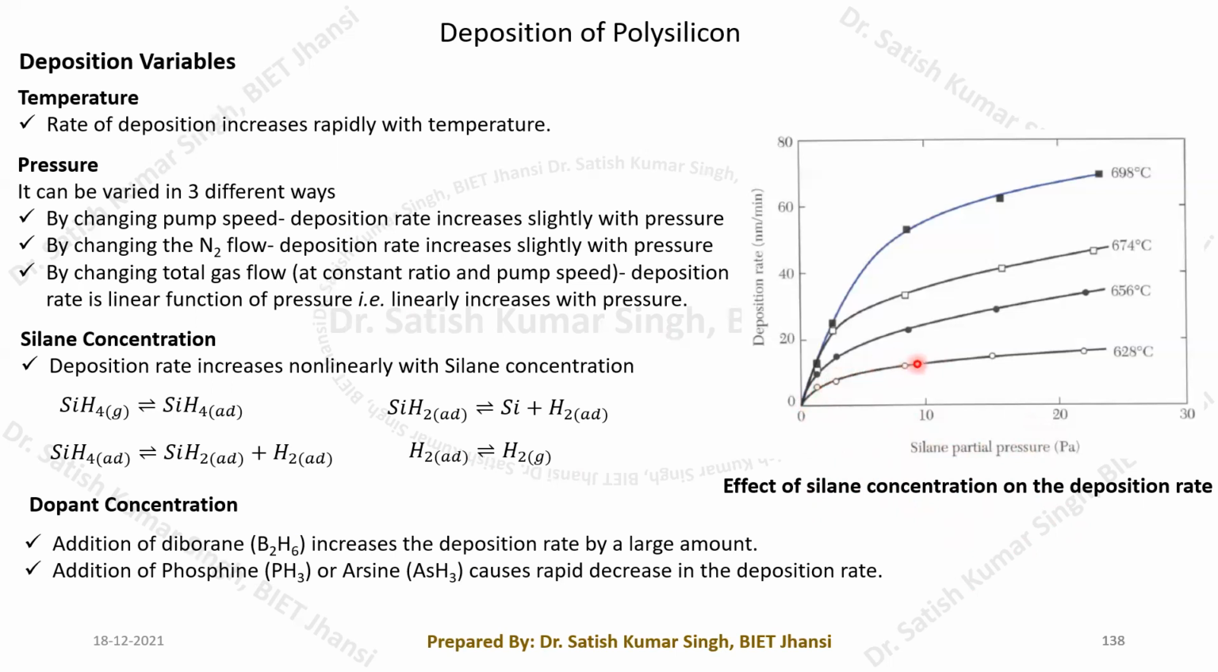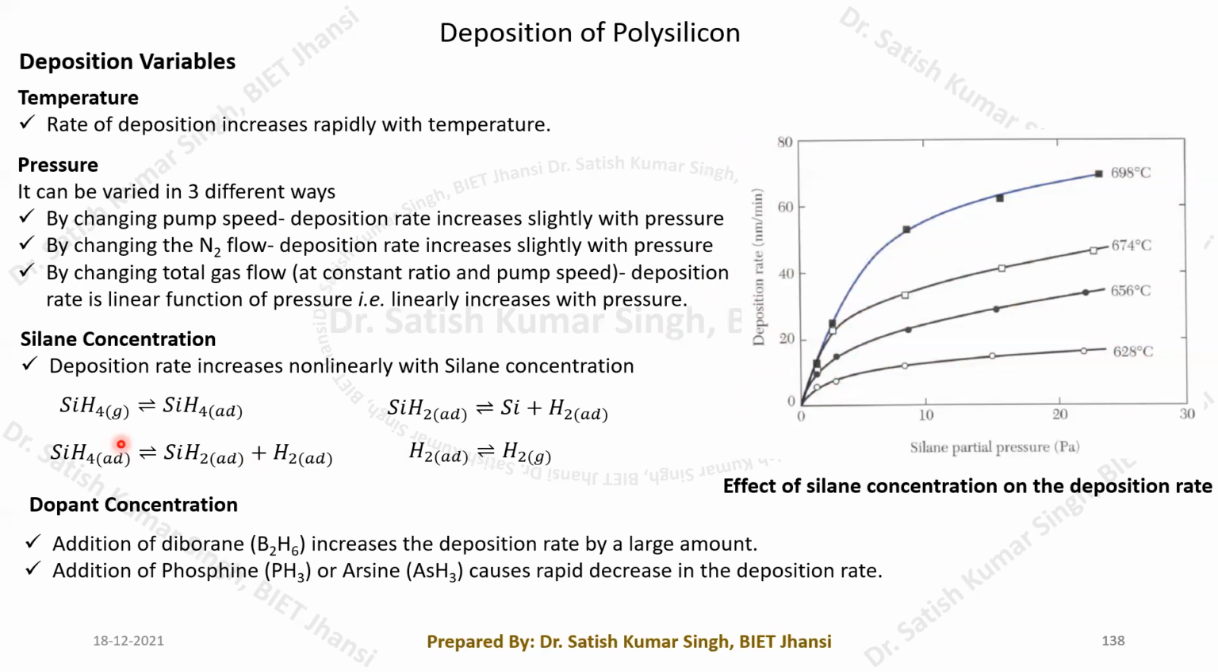After a certain amount of time, this increase is very small, but it is increasing very slowly. Here you can see in all the cases this is changing. And at different temperatures, the deposition rate is also changing. Here you can see that at 628 degrees centigrade, the deposition rate was very small as compared to 698 degrees centigrade. Here the deposition rate is very large.